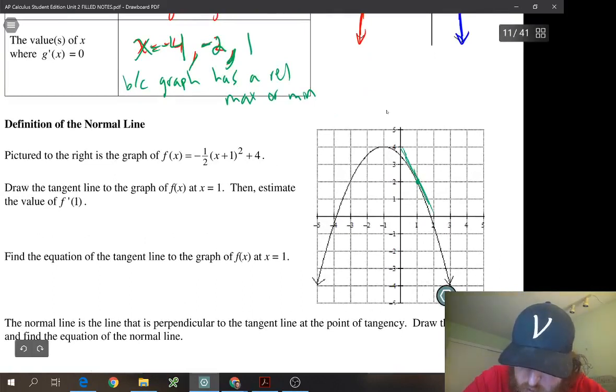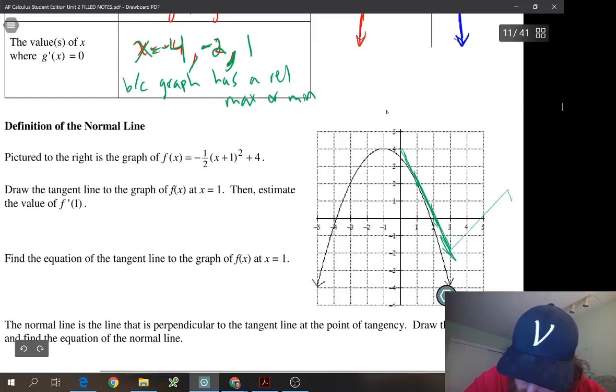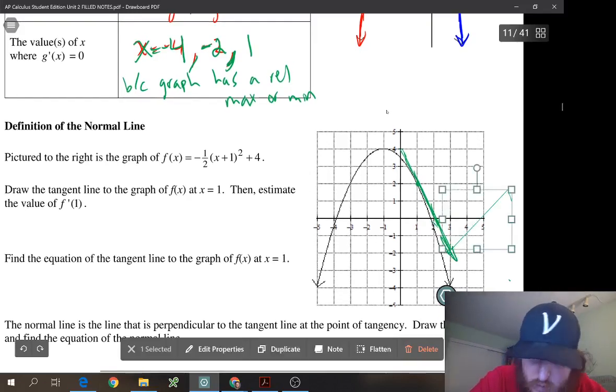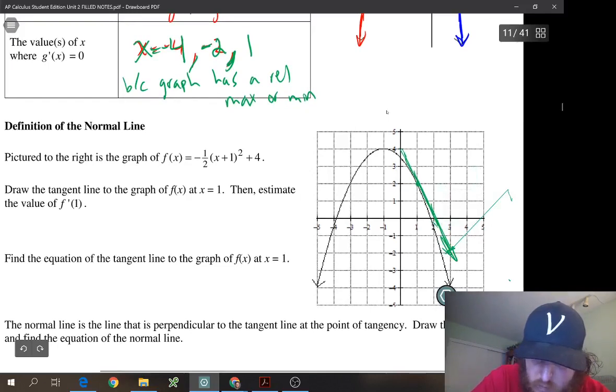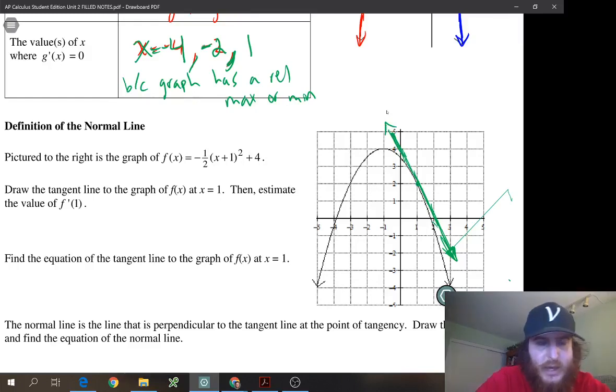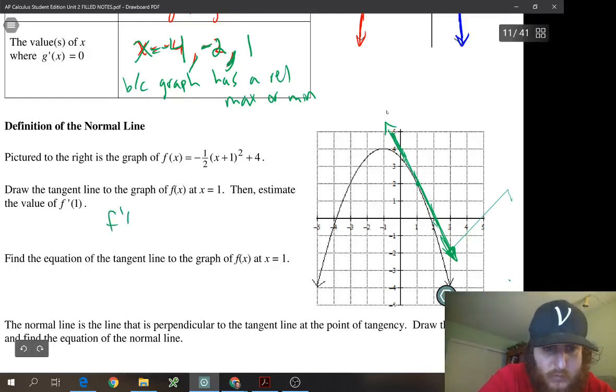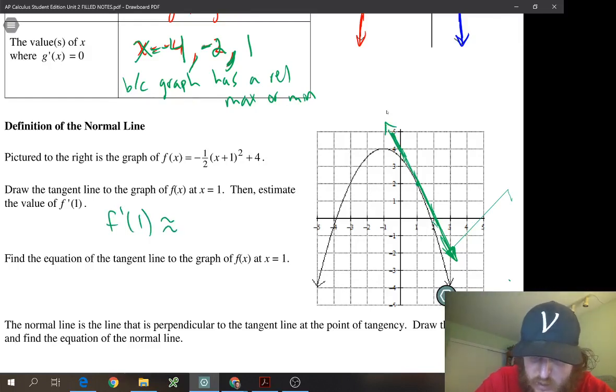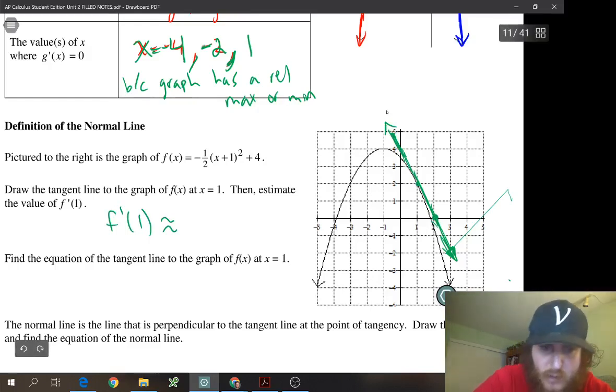Try to hit this where it just touches our graph once. Okay, so there's our tangent line, and we're going to use this to estimate the value of f prime of 1. So f prime of 1 is our slope. It looks like this slope is about down 2 over 1. It looks like it's going to touch there. So it'd be negative 2.